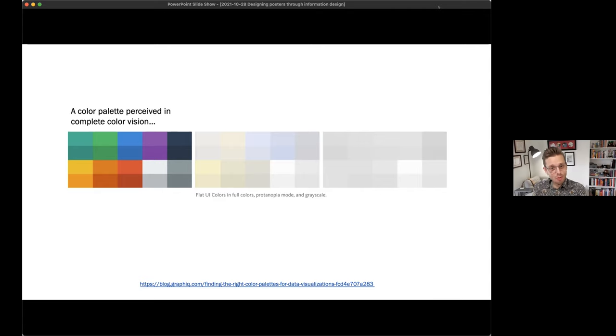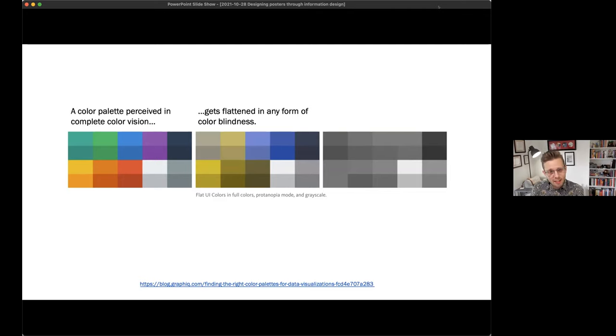So for example of what happens in color blindness, here on the left, we have a rainbow color palette with some greens, blues, reds, the entire spectrum of hues. But this color palette gets flattened in really unexpected ways in any form of color blindness. So in the perception by someone who's colorblind, we lose the distinction between the yellows and the reds, or the oranges and the reds. We lose the distinction between the blues and the purples. And if we're using these colors to encode data values or signal specific functional aspects of our poster, that's going to cause problems. And that's something we need to anticipate.